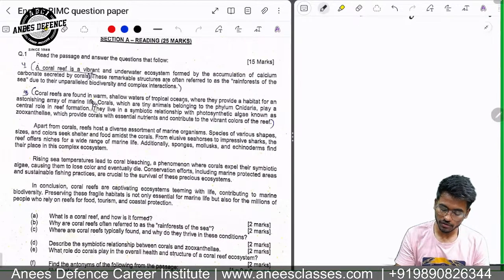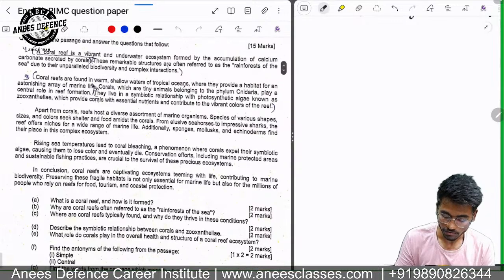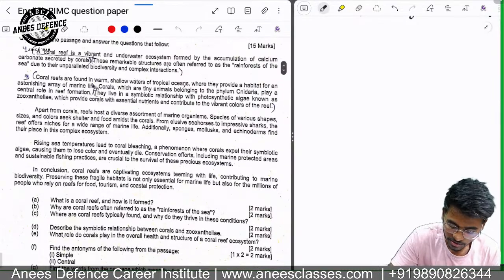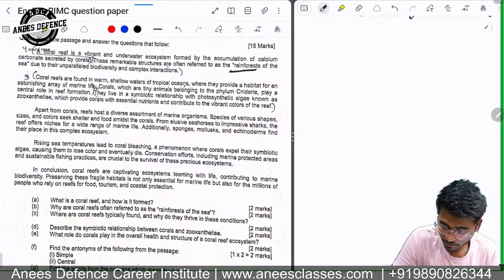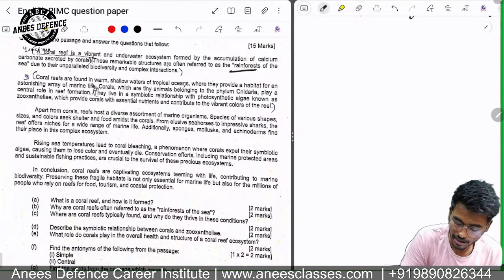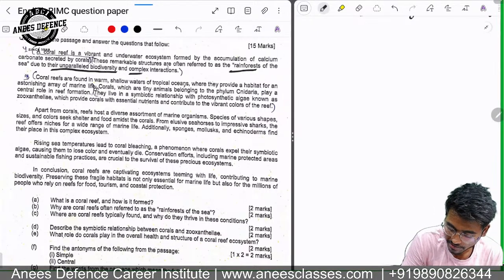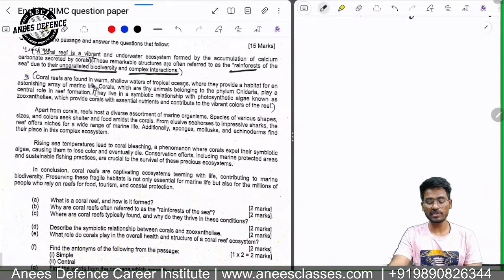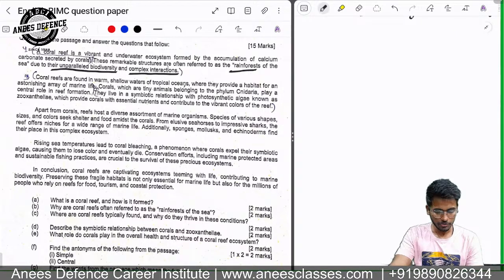Why are coral reefs often referred to as the rainforests of the sea? Look, you can see over here, they have written rainforest. Why are they referred to as rainforest? Because of their unparalleled biodiversity and complex interactions. What do you understand by complex interactions? Complex interaction is nothing but the symbiotic relationship with the algae. So this relationship is a bit complex. It is not simple.